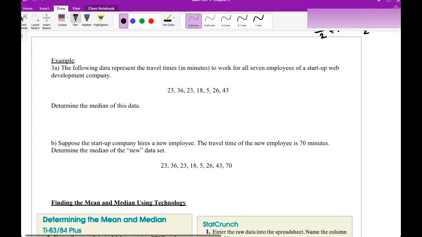Okay, next page, example number 3. The following data represent the travel times in minutes to work for all 7 employees of a startup web development company. We have sample size here, which is 7. So we have these numbers. Determine the median of these data.